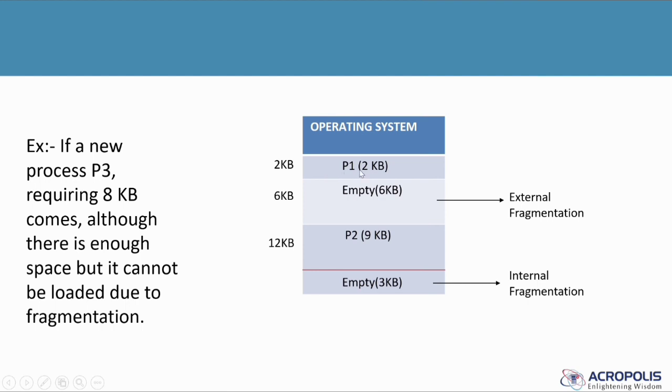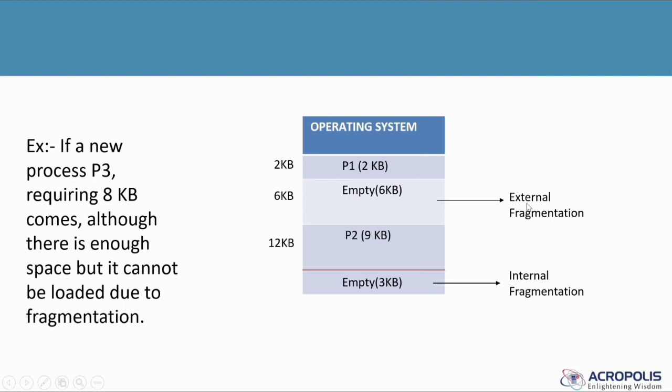Here we can see that there is one process called P1 which is of 2 kb. Okay. And we have partitions such that the first partition is of 2 kb, the second one is of 6 kb, and the third one is of 12 kb. For example, we have one process, P1, and it requires memory of 2 kb, so we allocate the 2 kb memory to the P1 process. It's totally fine, no issues at all. Okay. But here we can say that the 6 kb partition is empty, and it leads to external fragmentation.